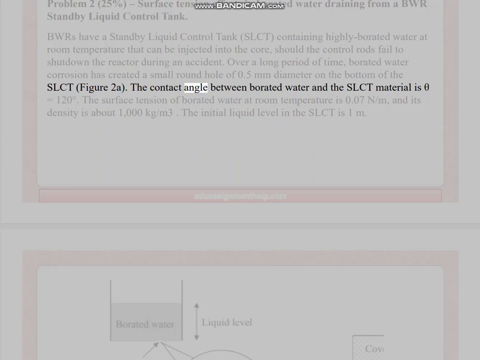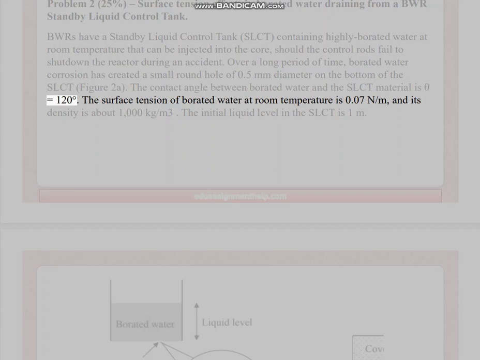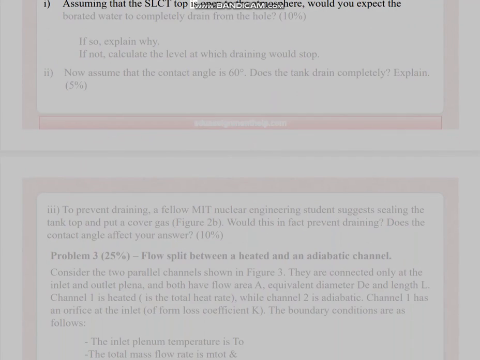The contact angle between borated water and the SLCT material is theta equals 120 degrees. The surface tension of borated water at room temperature is 0.07 N/m, and its density is about 1,000 kilograms per cubic meter. The initial liquid level in the SLCT is 1 m. 1. Assuming that the SLCT top is open to the atmosphere, would you expect the borated water to completely drain from the hole? 10%. If so, explain why. If not, calculate the level at which draining would stop.